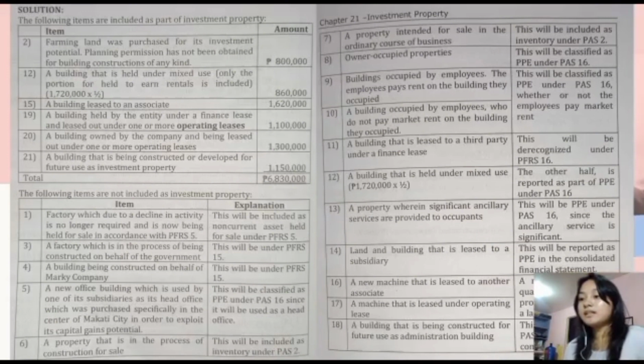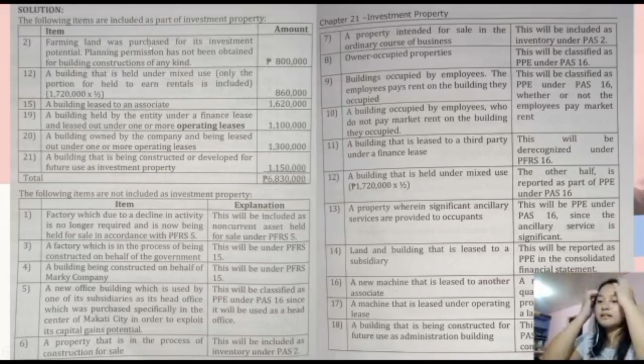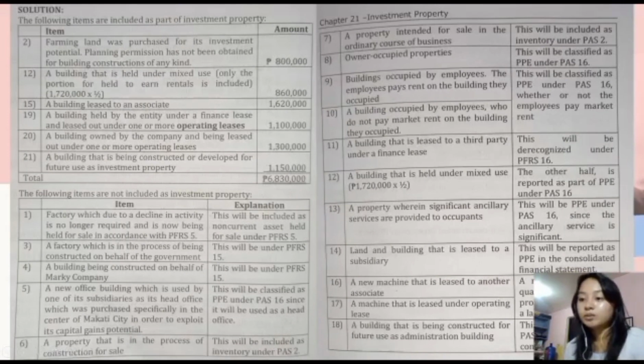That is 1,620,000. A building held by the entity under a finance lease and leased out under one or more operating leases, which is 1,100,000. A building owned by a company and being leased out under one or more operating leases, that is 1,300,000, and a building that is being constructed or developed for future use as investment property. So those are the entries classified as investment property from this illustration. So the total of it is 6,830,000.